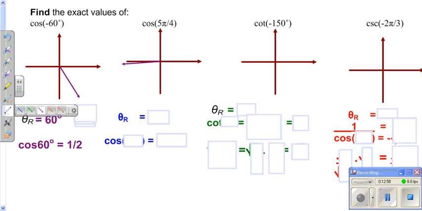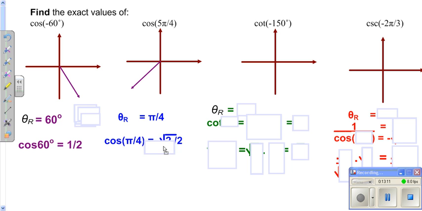Then we'll look at the next one, 5 pi over 4. We go to 5 pi over 4, which is over here. Your reference angle then ends up being pi over 4. Cosine of pi over 4 is the same as cosine of 45, which you're supposed to have memorized. What you get is root 2 over 2. But since it's cosine and you're in the third quadrant, where x is negative, you know you got to have a negative answer.